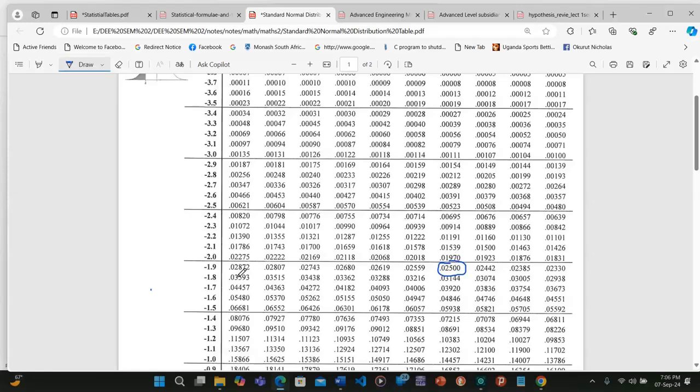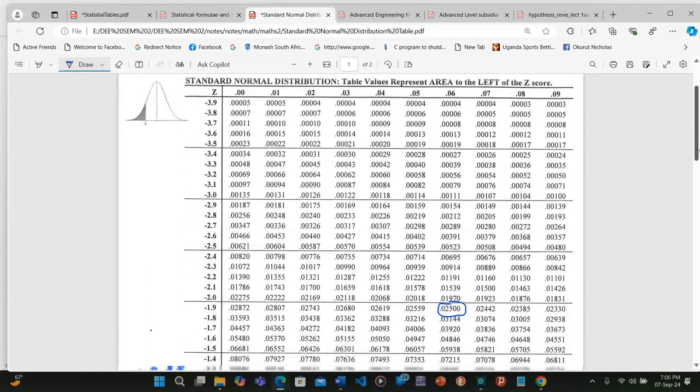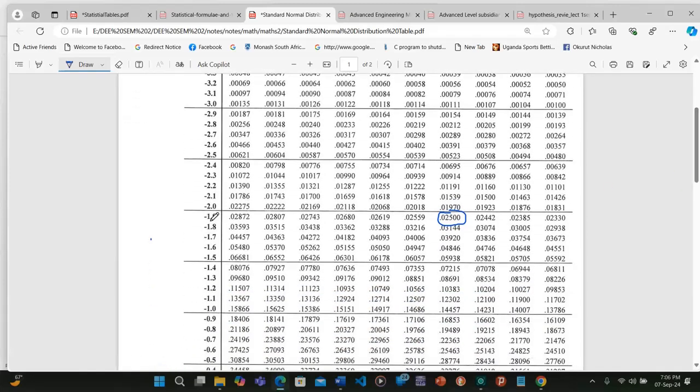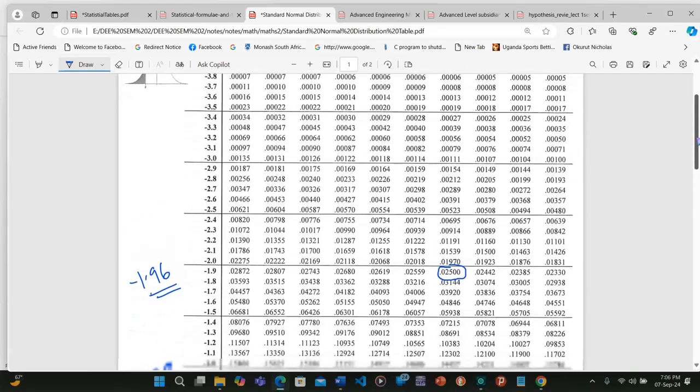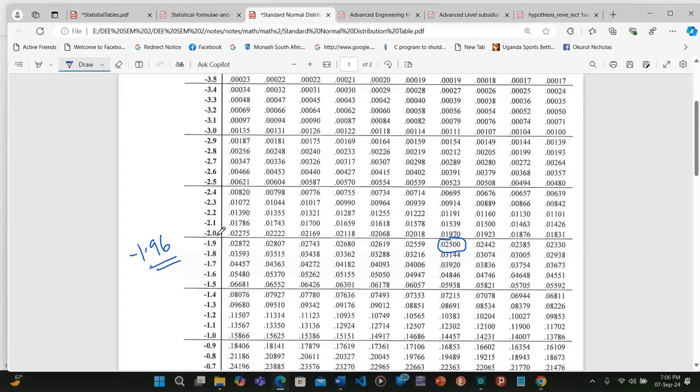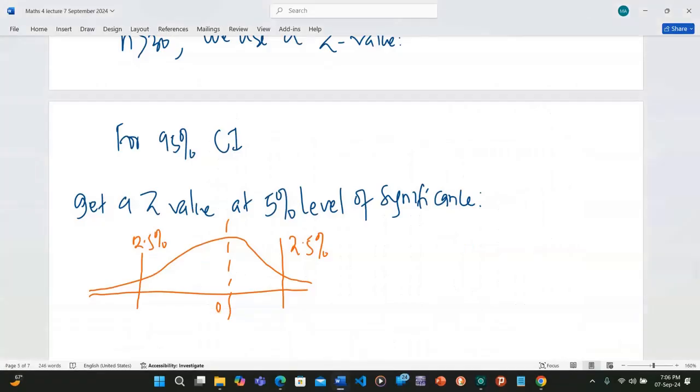So 0.025 corresponds to negative 1.9, because this is 0.06, which is negative, then we add the negative 1.9. So let's go and look at our problem. So obviously this is going to be 1.96 and this is going to be negative 1.96.